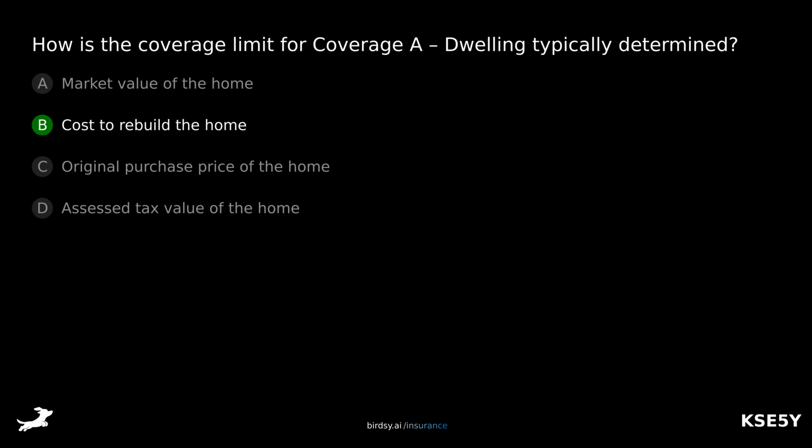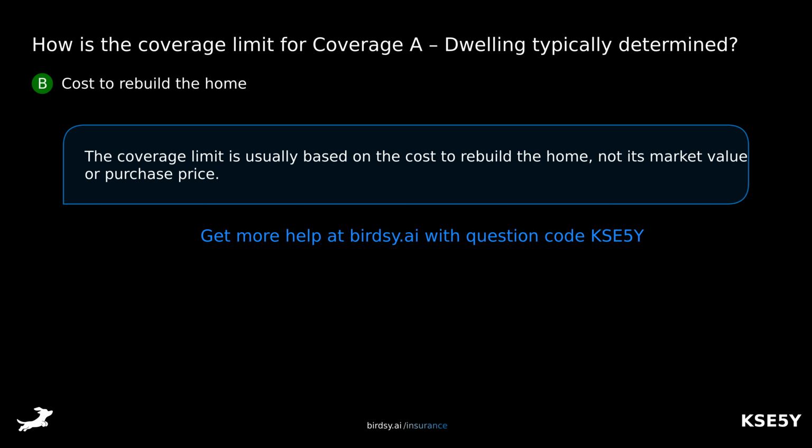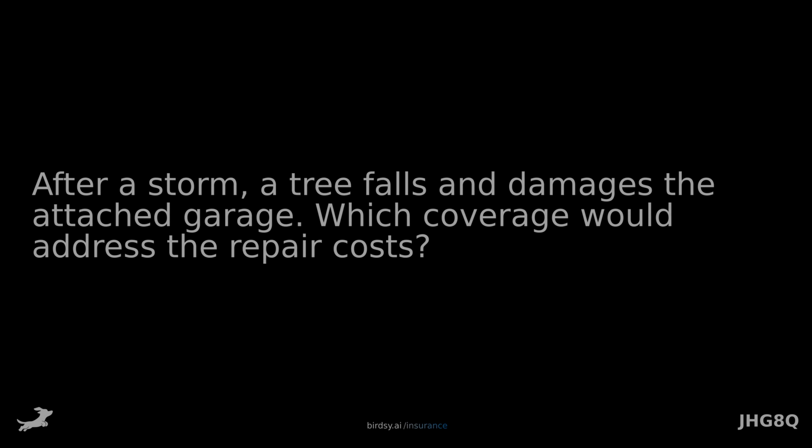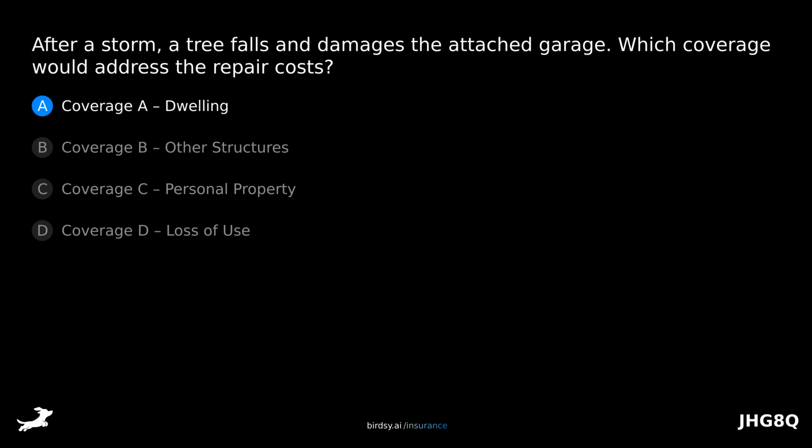The answer is B, cost to rebuild the home. The coverage limit is usually based on the cost to rebuild the home, not its market value or purchase price. After a storm, a tree falls and damages the attached garage. Which coverage would address the repair costs? Is it A, Coverage A, dwelling, B, Coverage B, other structures, C, Coverage C, personal property, or D, Coverage D, loss of use? The answer is A, Coverage A, dwelling.